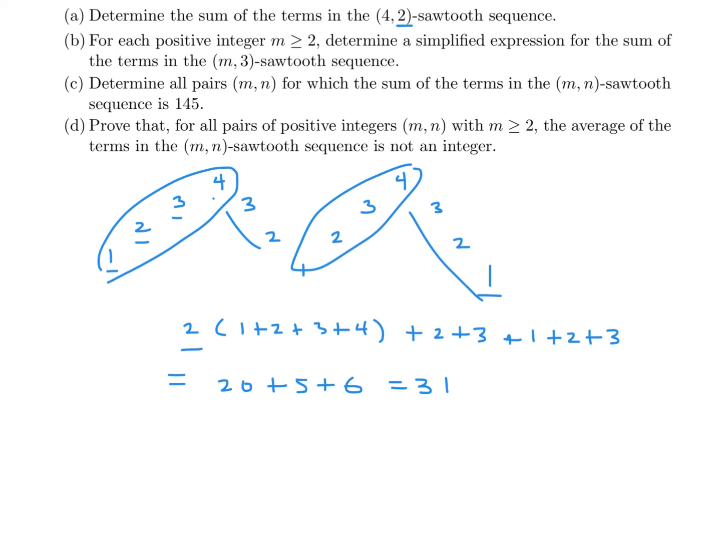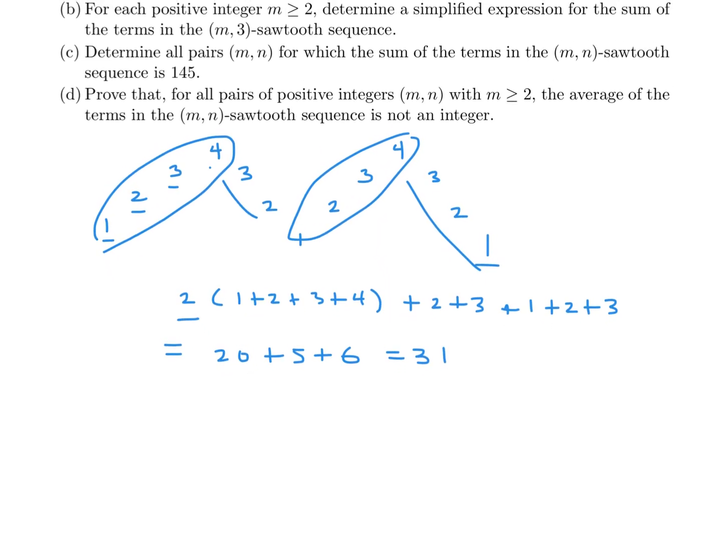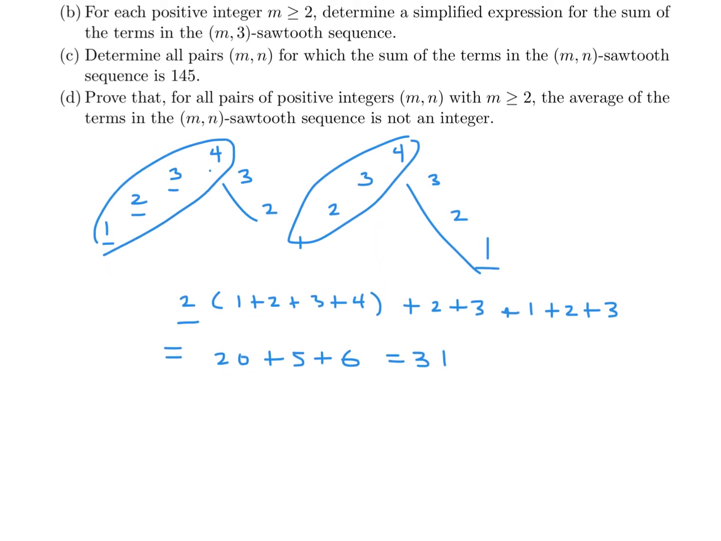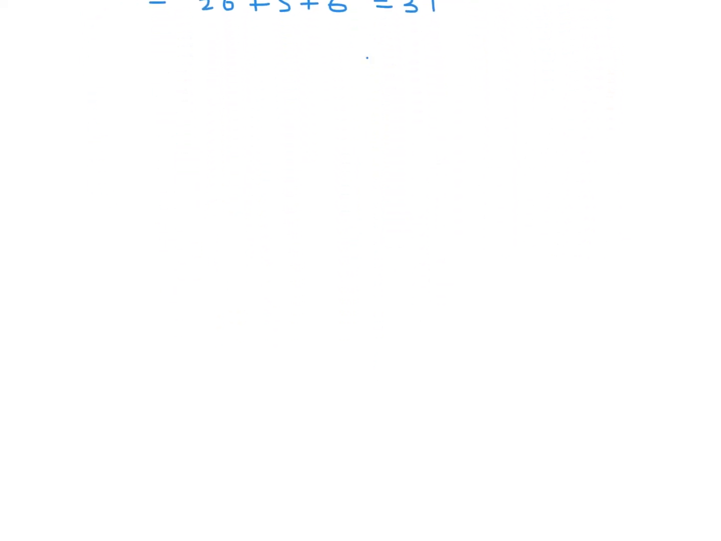Part B. For each positive integer m greater than 2, determine a simplified expression for the sum of the terms in the M3 sawtooth sequence. Okay, so that's a little bit different now. They're saying you've got another sawtooth sequence, and that is called M3. Now, we don't know M, but we do know 3. Since 3 represents the number of teeth, that is a very helpful clue to us. And we can therefore draw something, and let's see where it takes us.